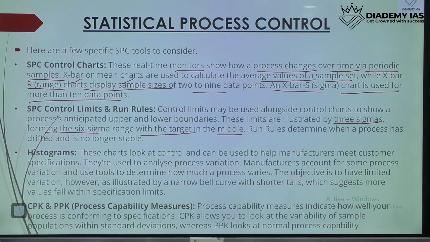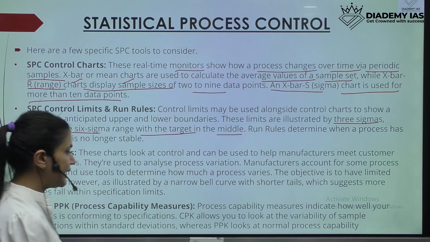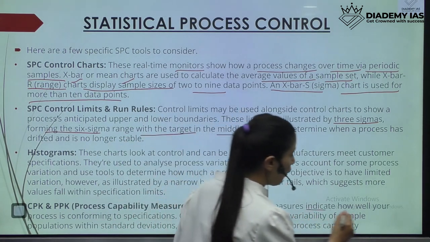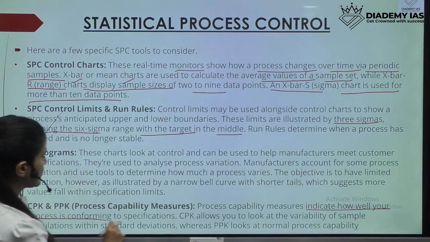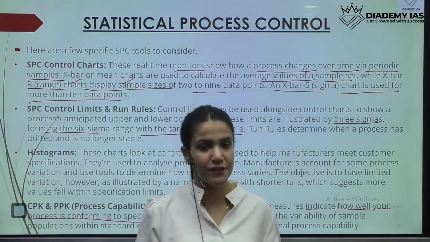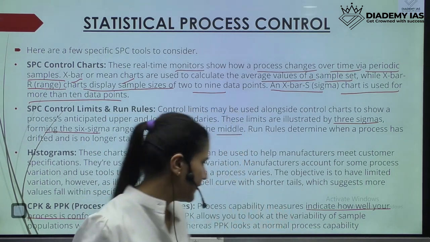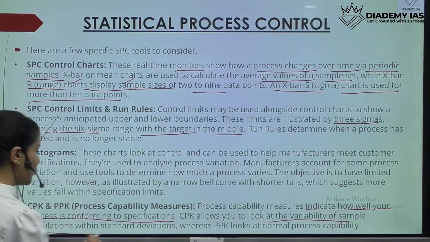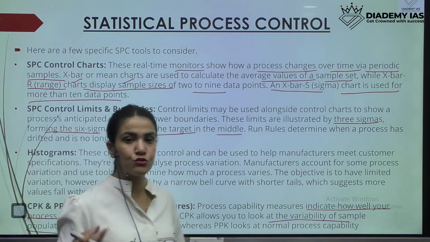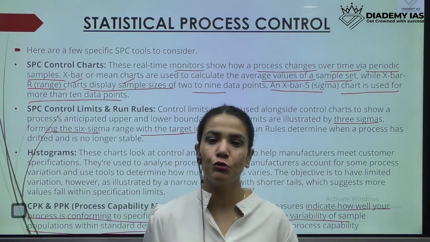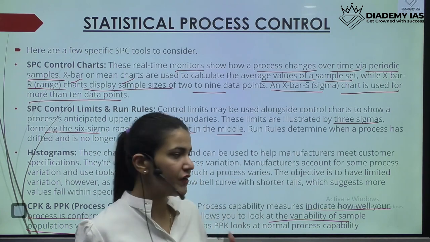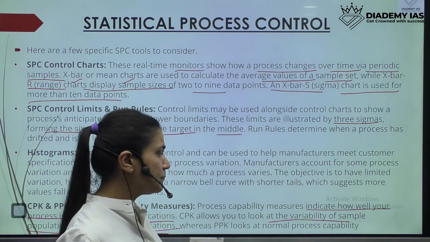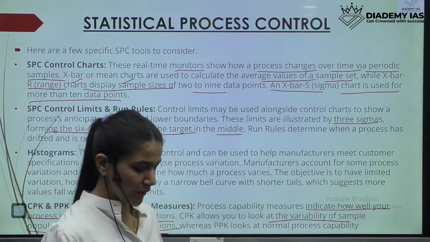Then we have CPK and PPK, that is, process capability measures. They indicate how well your process is conforming to the specification, how much it is in alignment with the specifications that have already been set. So CPK allows you to look at the variability of the sample population within the standard deviation. There is also a way, like I just told you, to select the samples. They are not selected arbitrarily. So that is how CPK and PPK look at the process capability.